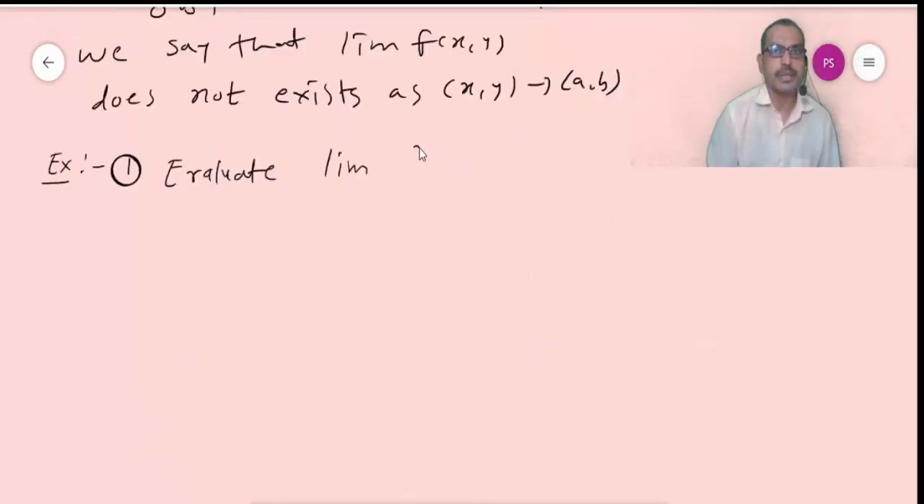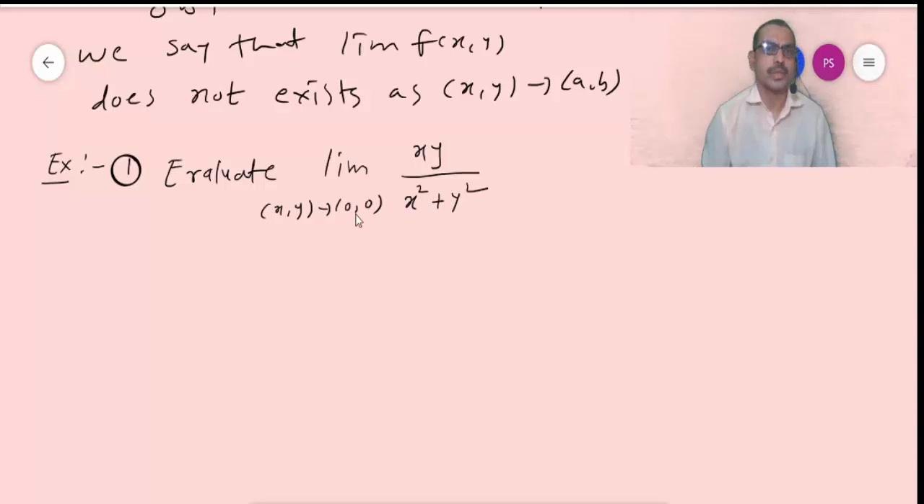Evaluate the limit of xy upon x squared plus y squared as (x, y) approaches (0, 0). Here is an example: evaluate the limit of xy upon x squared plus y squared as (x, y) approaches (0, 0). Solution.